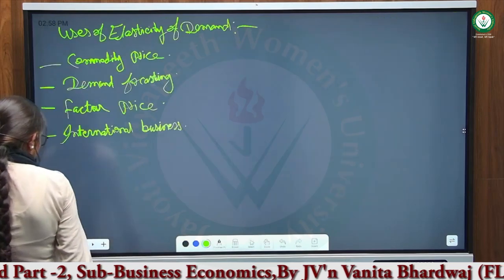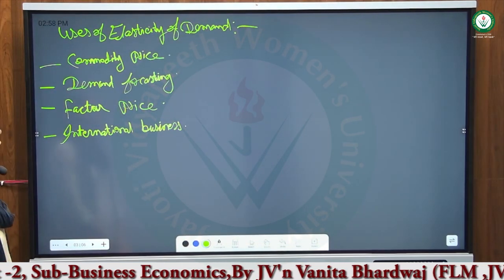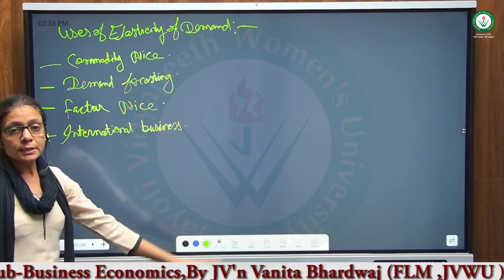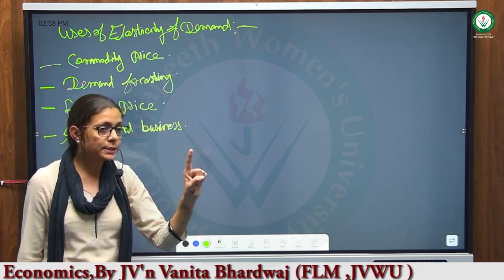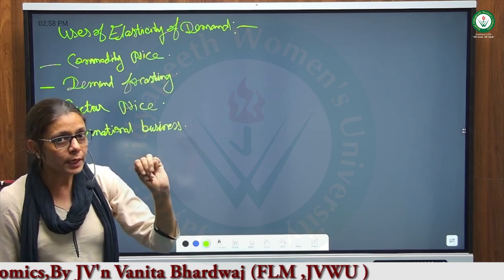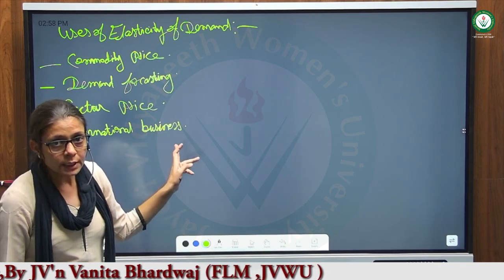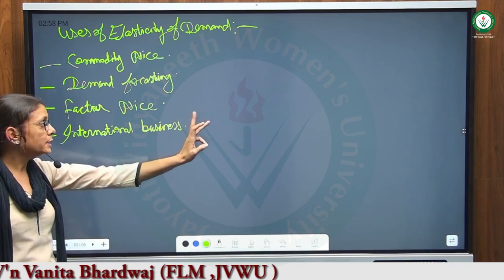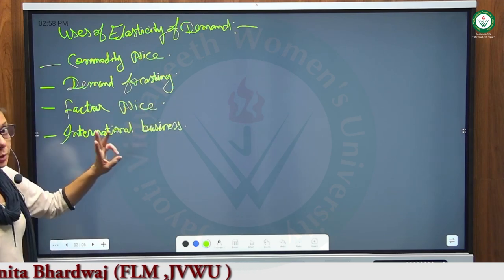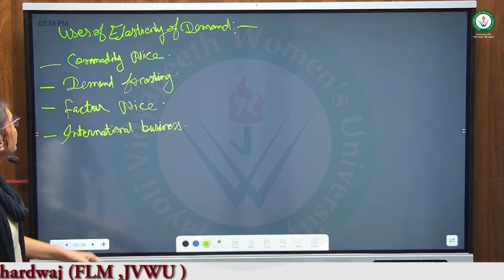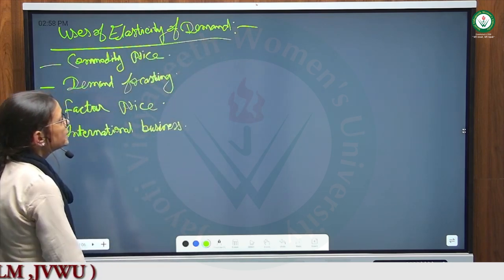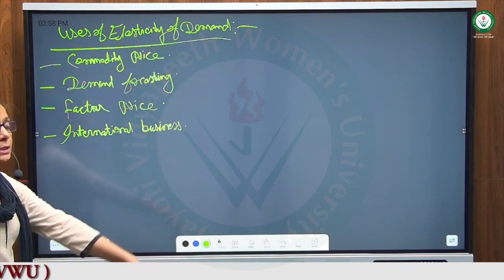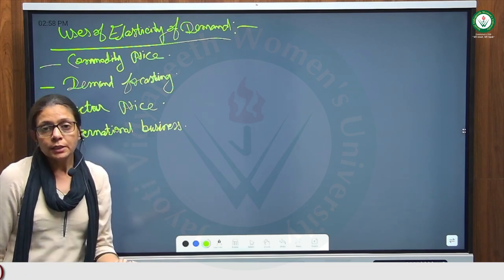Okay, moving on, next slide. We have already discussed the elasticity of demand. There are three types of elasticity of demand. Price elasticity of demand, which has five parts. Next is cross elasticity of demand, and third is income elasticity. Okay, now we are moving on to the uses of elasticity of demand. What is the use of elasticity of demand? Why do we study elasticity of demand?